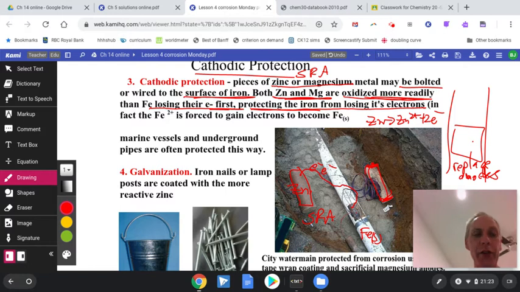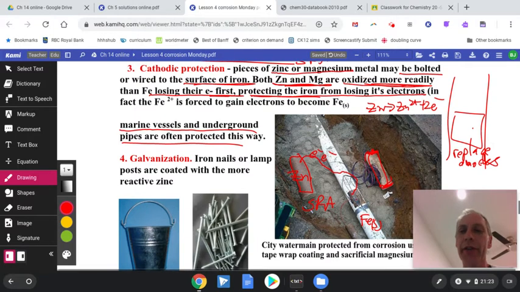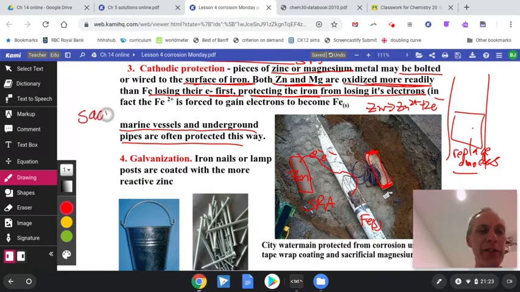They also use them on ships, marine vessels, underground pipes, underground tanks, underground anything that's got iron will have buried cathodic protection to help it out. By the way, this has a great name, this anode. It is called a sacrificial anode.